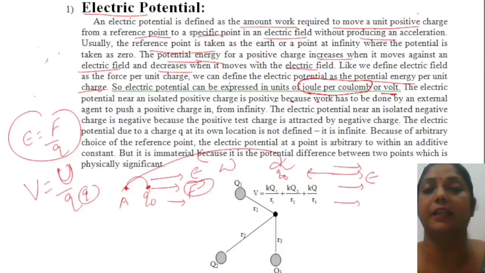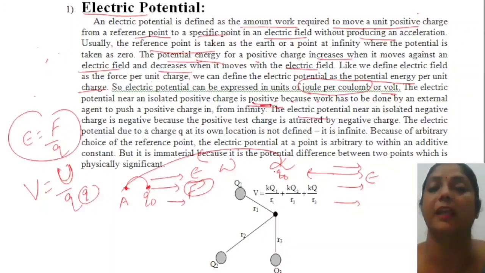After that, the electric potential near an isolated positive charge is positive because this is a positive test charge Q naught. Near this one, the electric potential near an isolated positive charge is positive because work has to be done by an external agent to push a positive charge in from infinity. This work has to be done by an external force in moving a charge from infinity to a particular point, right? So that's why potential near an isolated positive charge is always positive.